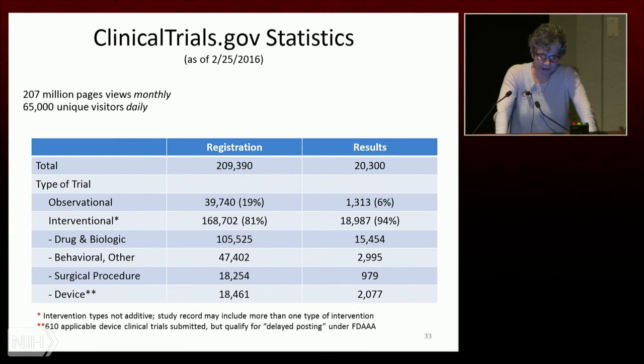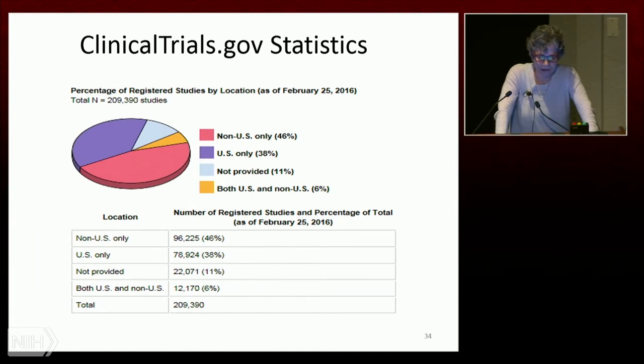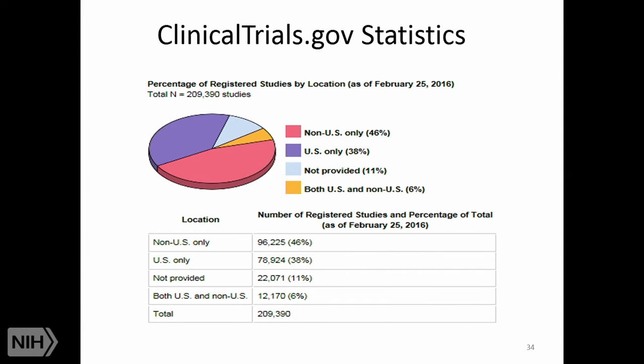And these are the data that I alluded to before, where about 40,000 of the studies are observational studies, sometimes known as natural history or epidemiologic studies, and the rest are interventional studies. The studies are from around the world, and nearly half have no sites at all in the US.